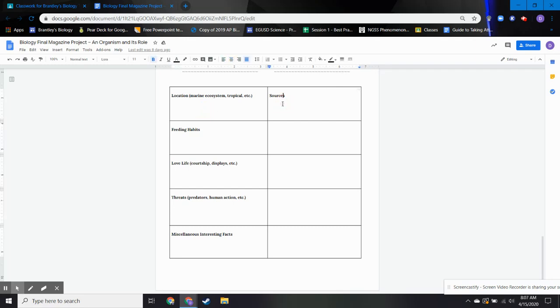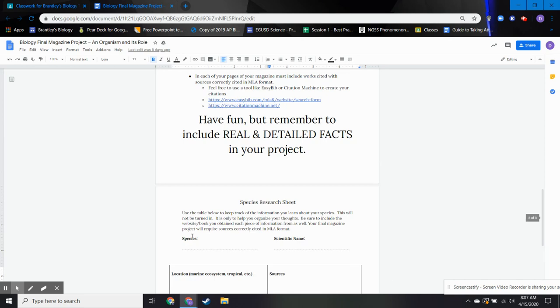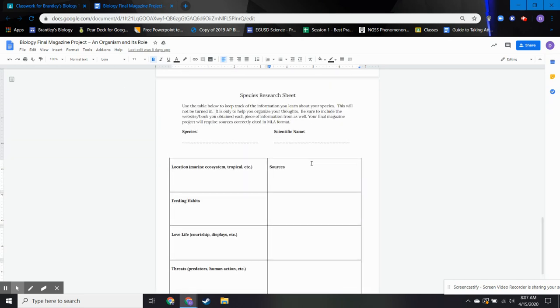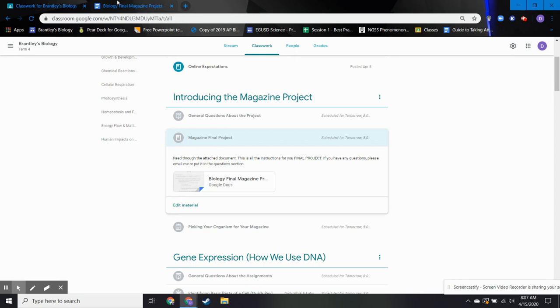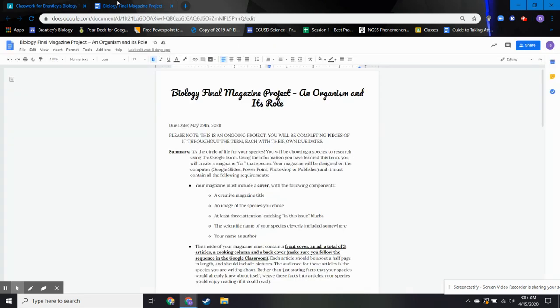There's a little area here for you to take notes if you think that that's necessary. You don't have to use this. It depends on how you want to tackle it. But basically, with this magazine project, you're going to make a magazine for a particular species. You're going to pick a species, and then make a magazine for that species. What I mean by that, and all of this is outlined here, but I want to clarify, is that this magazine is meant to be read by your species.